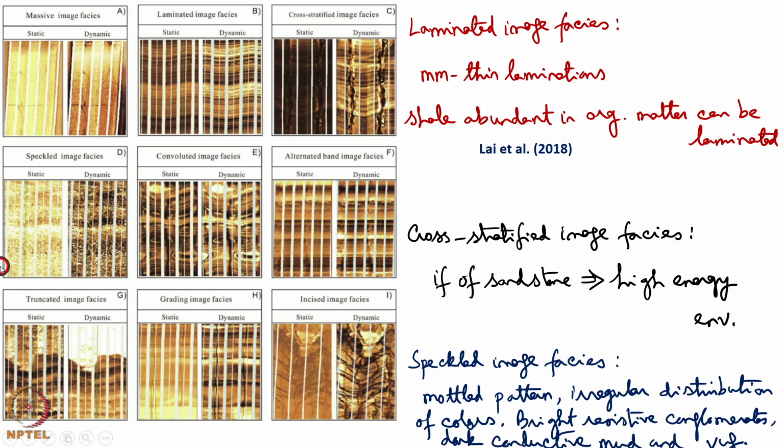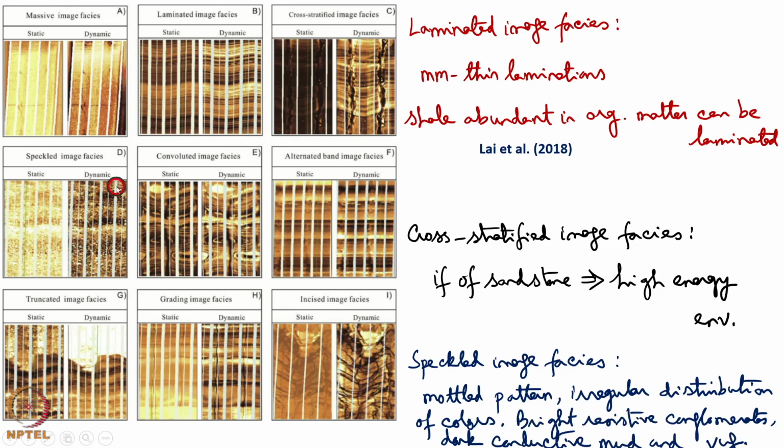We are now getting into the speckled image facies. We can clearly see its appearance is quite different from the massive image facies. Here the appearance is mottled, there is irregular distribution of colors, bright resistive conglomerates can be one example and dark conductive muds and vugs can be another example. But just looking at the bright and the dark colors, we cannot guarantee the rock type. So, these things are just a possibility.